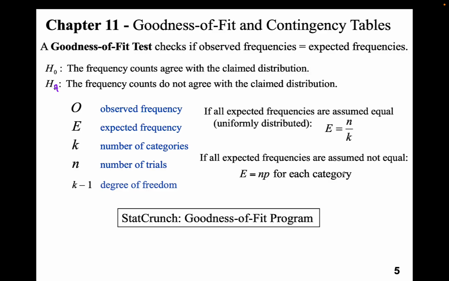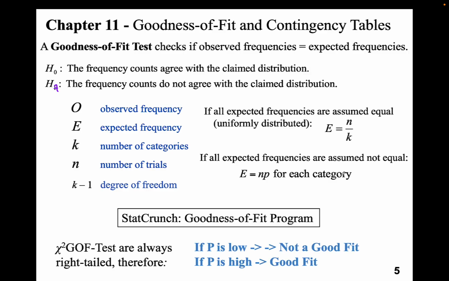StatCrunch has a program that is called Goodness of Fit, and if we use it correctly, then we're going to have a p-value. If that p-value is low, we get to conclude that it's not a good fit. And if our p-value is high, we get to conclude that it is a good fit. Please note that the chi-squared goodness of fit tests are always right-tailed tests, and that is important in this summary right here. P is low, not a good fit. P is high, good fit.